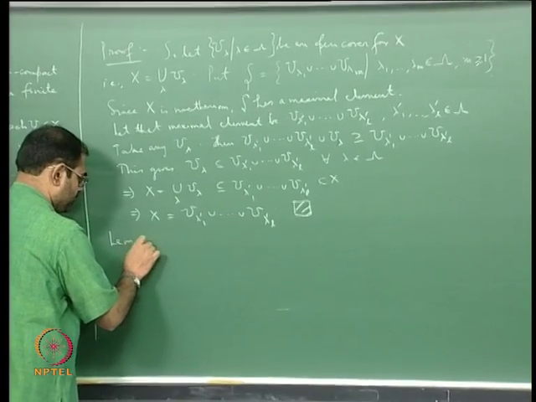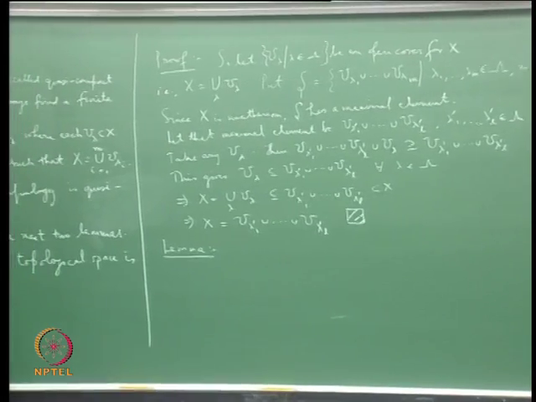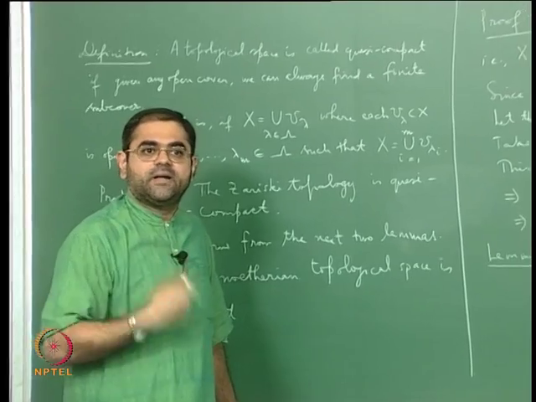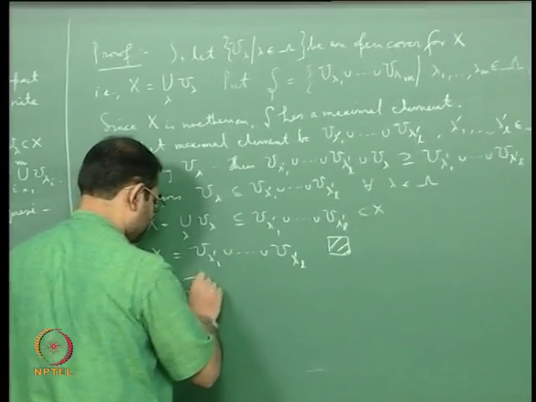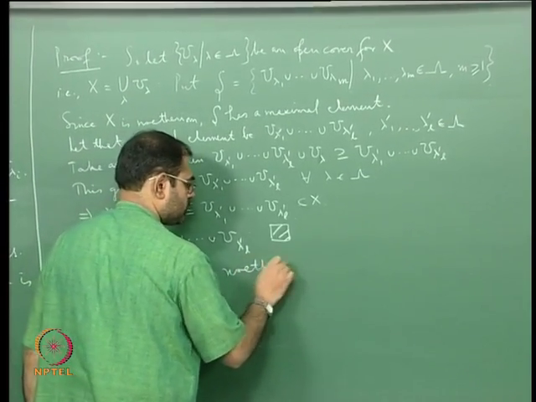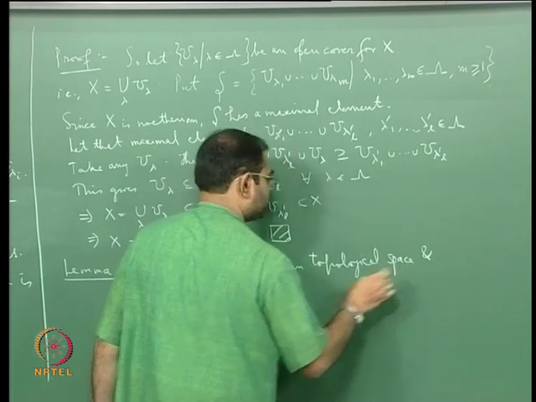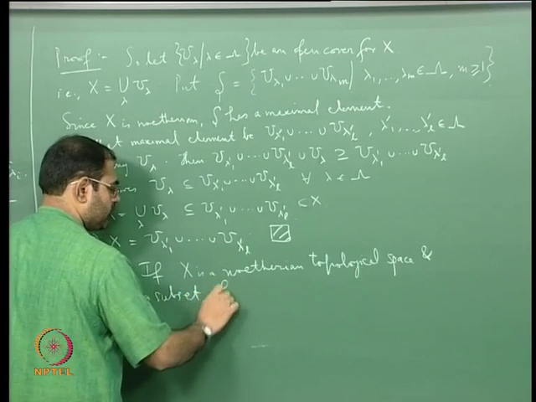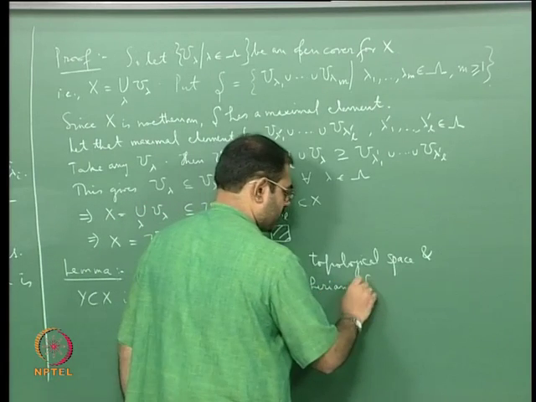Here is another lemma, and what this lemma tells you is that the property of a space being noetherian is a hereditary property, namely if a topological space is noetherian, then any subset of that topological space given the induced topology also automatically becomes noetherian. So let me write that down. If X is a noetherian topological space, and Y in X is a subset, then Y is noetherian for the induced topology.